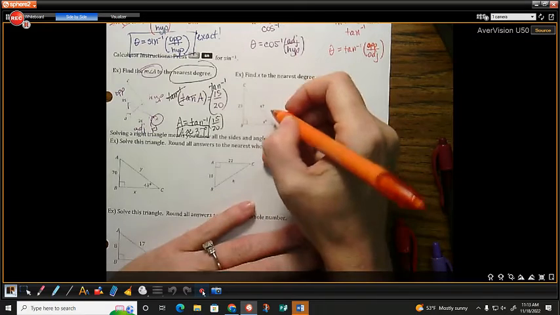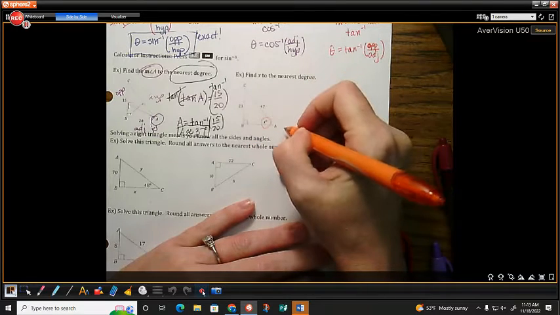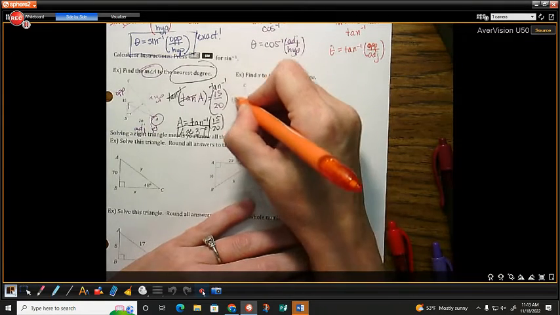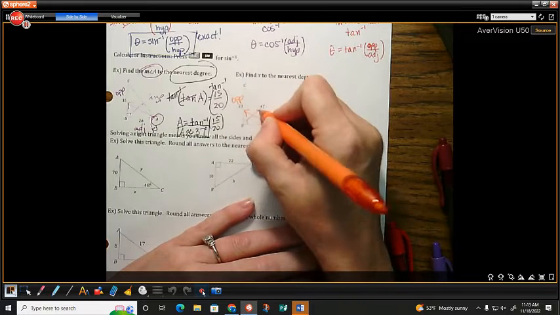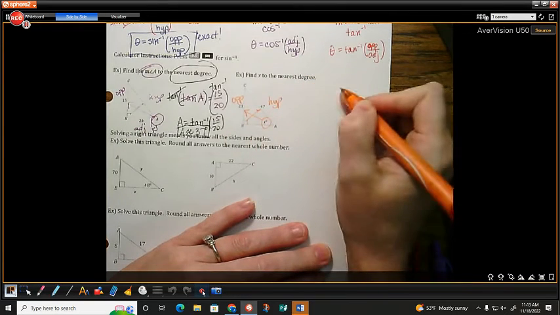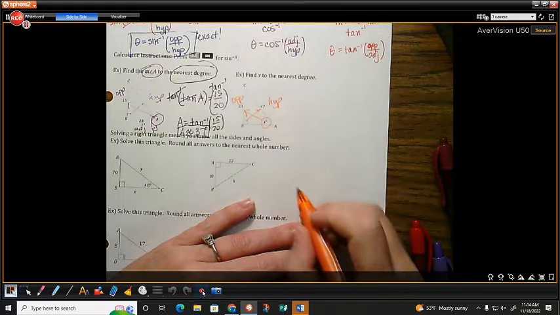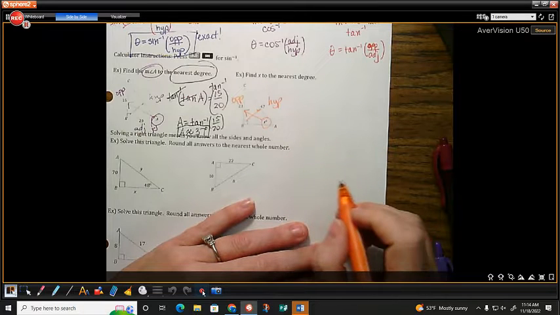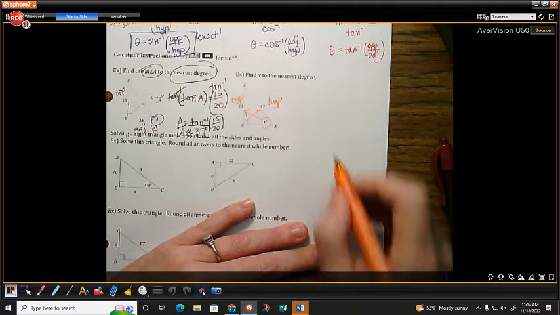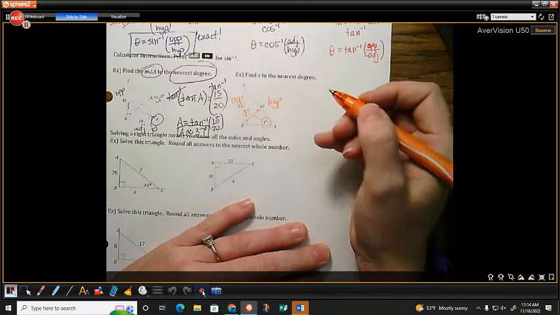So you look at that, and I want angle X. I've got the opposite side and the hypotenuse. Which trig function is that? Sine. No, I got confused. Okay. Well, welcome to my world. I do that all the time.